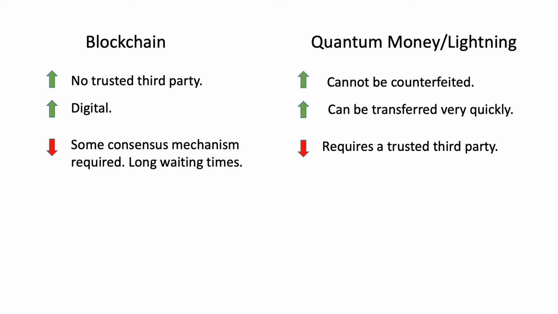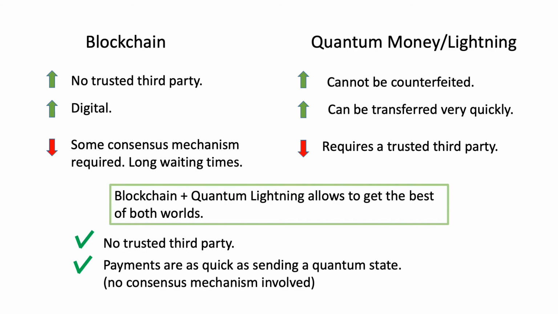And so to give a further recap before we move on to describing our payment system, I just want to stress that the only con of a blockchain was that it required a consensus mechanism, which inherently takes time. The only con of quantum Lightning was that it requires a bank, a trusted third party. In the rest of the talk, I'll show you how to combine the two to get the best of both worlds, meaning a payment system for which no trusted third party is needed. And payments are still as quick as just sending a quantum state from Alice to Bob. So when Alice pays Bob, no consensus mechanism is required that involves other users.